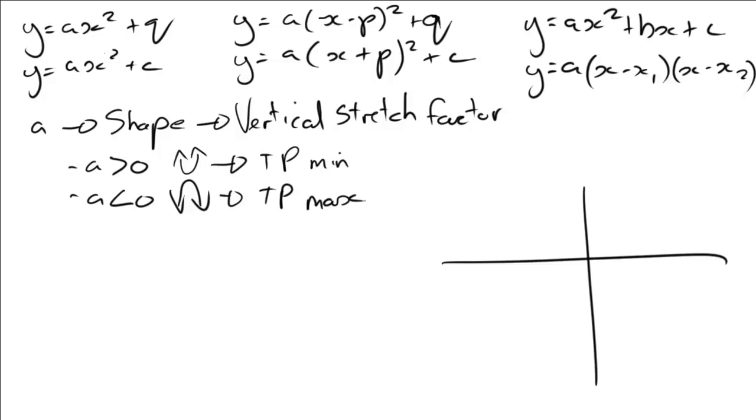So let me explain that. If A is greater than 0, we know that it's a happy face. That means the turning point can only be at the bottom. Therefore, the turning point is a minimum. If A is a negative number, less than 0, then it's a sad face, which means the turning point is at the top. Therefore, the turning point has a maximum.